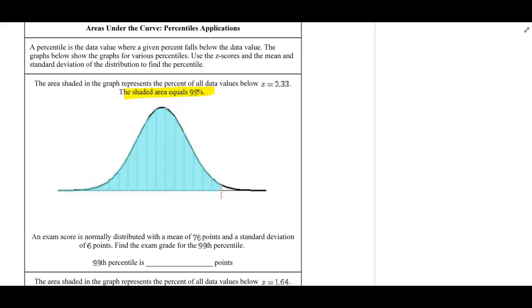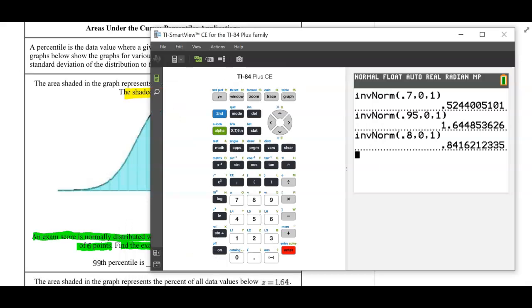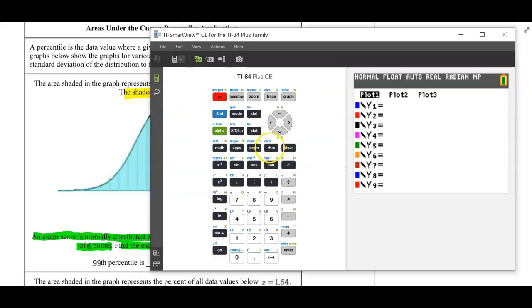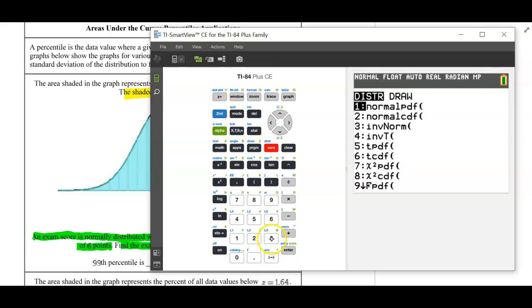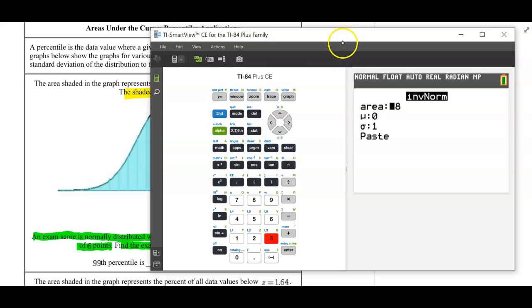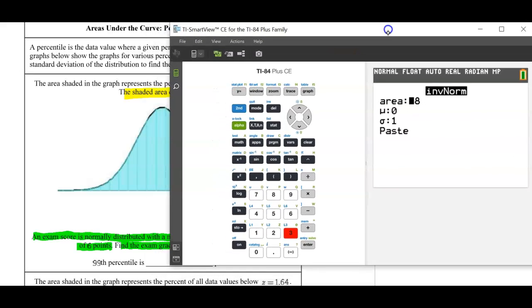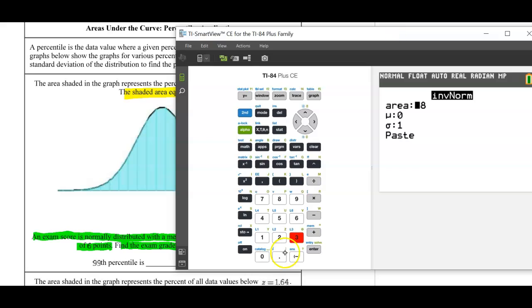And then I've added something here. An exam score is normally distributed with a mean of 76 points and standard deviation of 6. Find the exam score for the 99th percentile. Again, we're going to have left highlighted on the calculator. So I'm going to go second distribution and press inverse norm again. I want the 99th percentile, so 0.99.